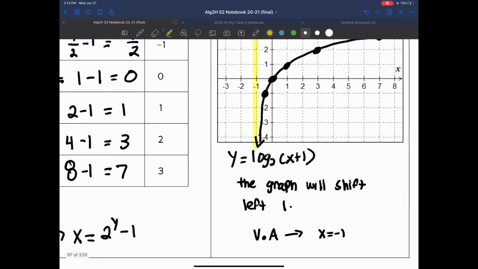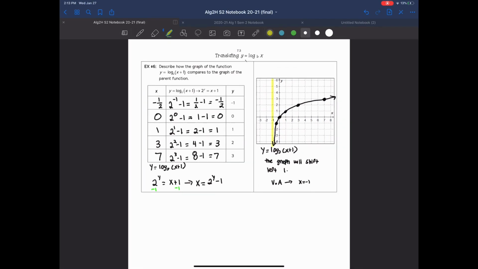All right, guys, so that is pretty much the deal with logarithms and some of the basics. We'll go ahead and explore these a little bit more later on.